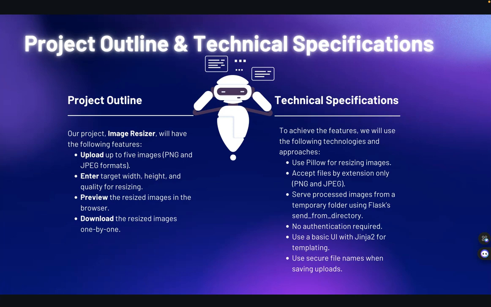Technical specifications. To achieve the features, we will use the following technologies and approaches. 1. Use Pillow for resizing images. 2. Accept files by extension only, PNG and JPEG. 3. Serve processed images from a temporary folder using Flask send_from_directory. 4. No authentication required. 5. Use a basic UI with Jinja 2 for templating. 6. Use secure file names when saving uploads. Next, we will set up your project.